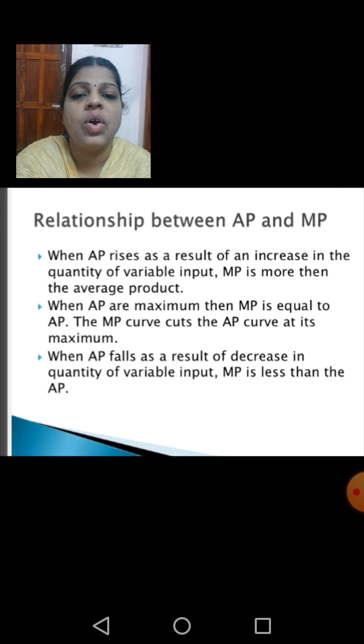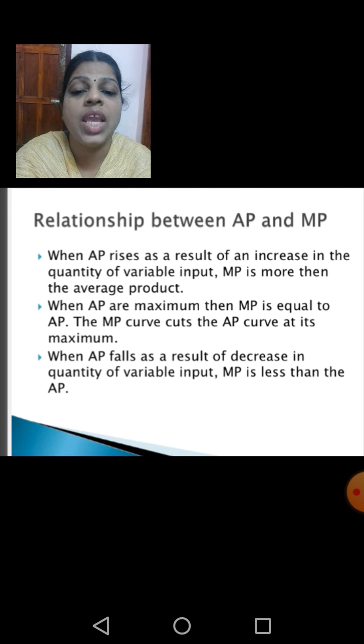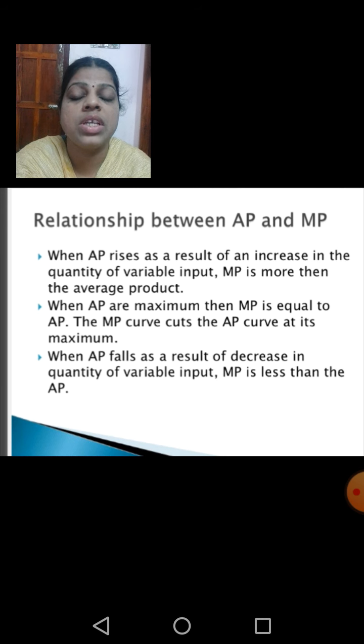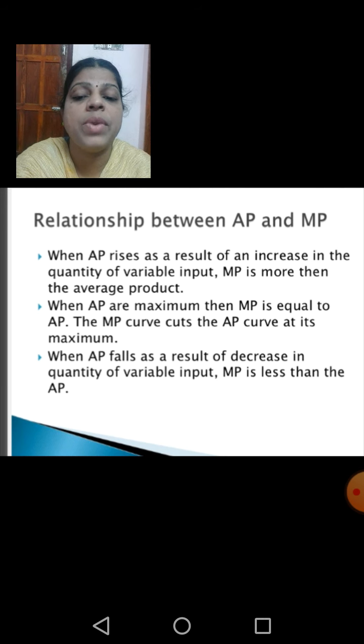Then, when AP is maximum, the MP is equal to AP. The MP curve cuts the AP curve at its maximum. I will make it more precise by showing its diagram also. Now you just understand the relationship. I am telling about the values. When the value of the AP is maximum, then what is the value of the MP? MP is also exactly equal to the AP. The MP curve cuts the AP curve at its maximum.